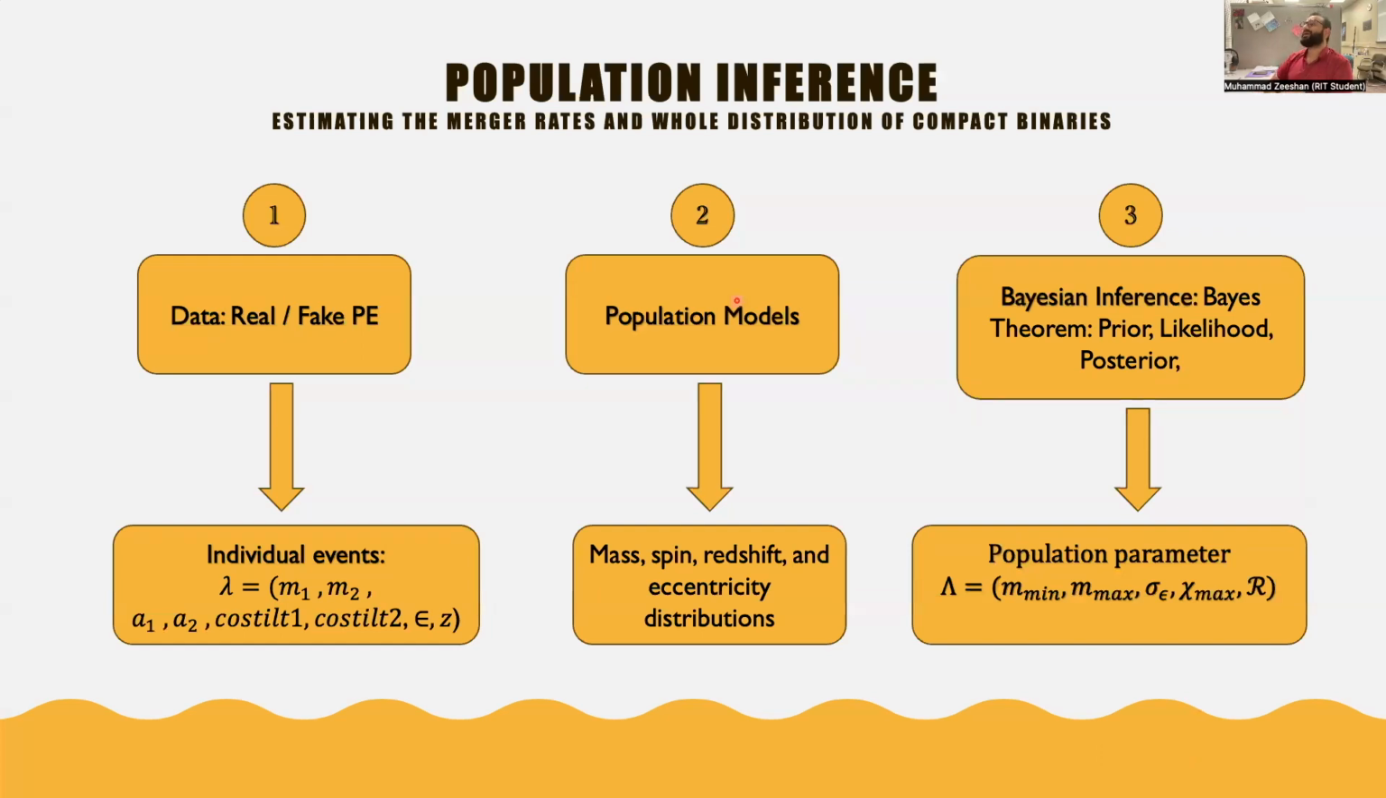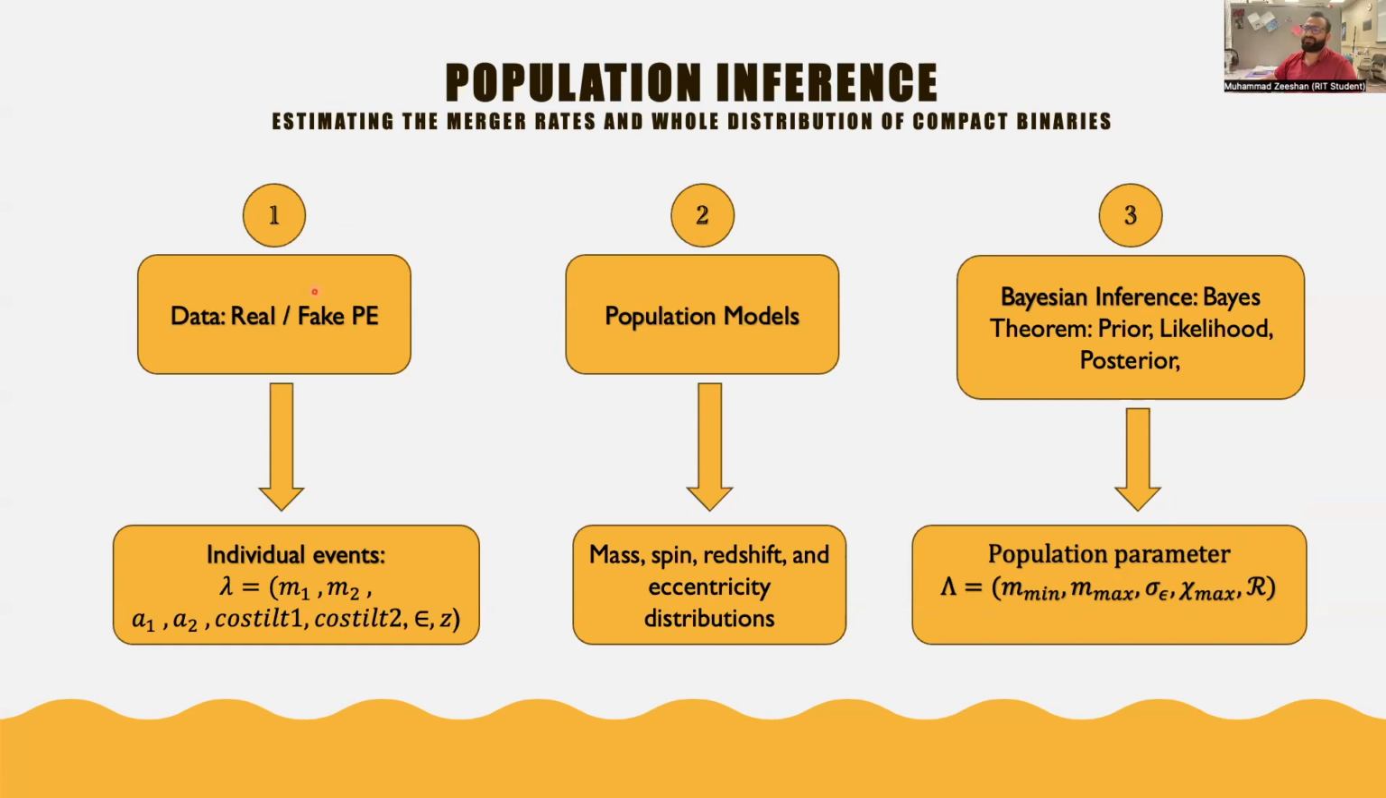So what is actually population inference? We have the individual detections, and based on those individual detections, we infer the overall population of such binaries. This is a schematic diagram of the ingredients that we need. First of all, we need data. We have the publicly available data for the 90 events.